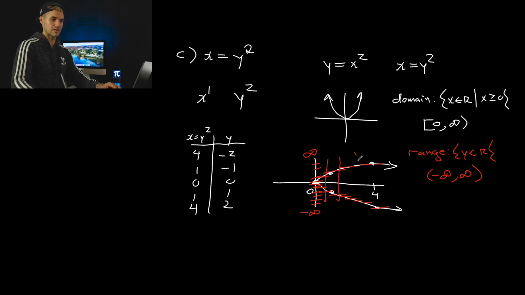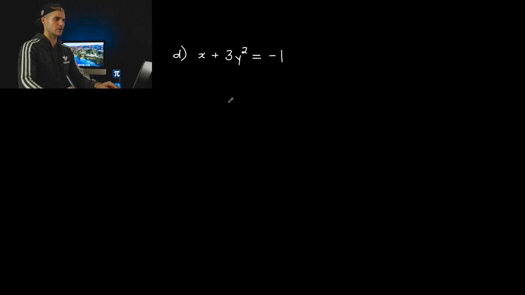Well, notice it is failing the vertical line test everywhere. Okay, a sideways parabola is never a function, so this is not a function. And then finally, moving on to part D.